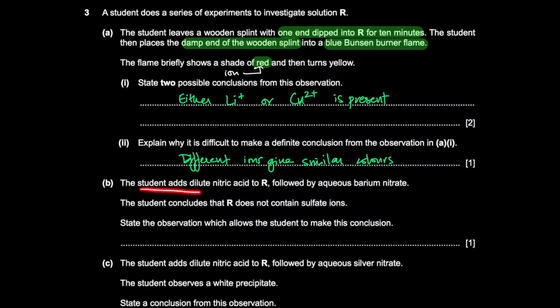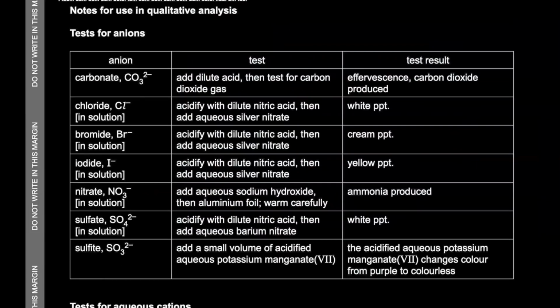The student adds dilute nitric acid to R, followed by aqueous barium nitrate. This is a test for sulfate ions. Now, in this case, as I said, this is why it's going to be beneficial to actually know the tests, okay? Because in this case, you'll have to find this piece of information right here. Adding dilute nitric acid and then adding aqueous barium nitrate. Okay? It's easier if I ask you how do we test for something.